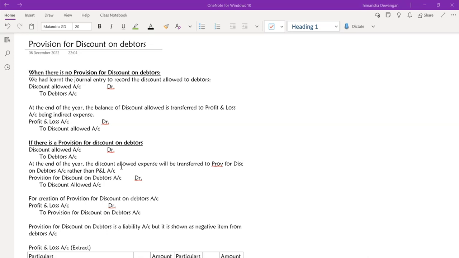So, do you remember anything about provision for discount on debtors? Mm, no. No problem. We had studied this cash discount part, right, Richa? Yes, ma'am. If the debtors pay us money early, for the early payment, we give cash discount to our debtors. Is that correct? Yes, ma'am.